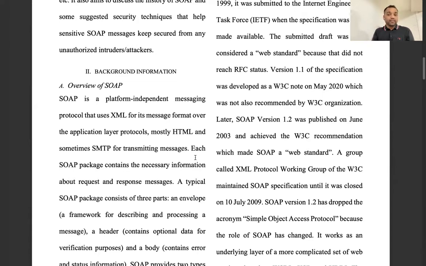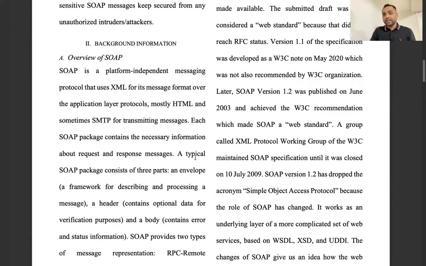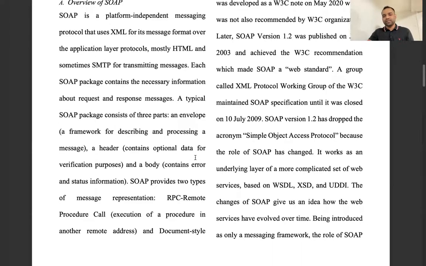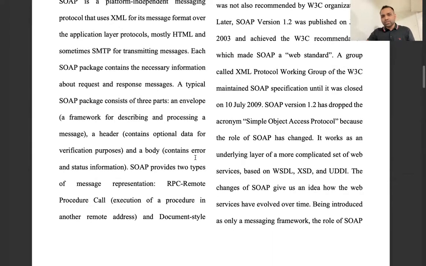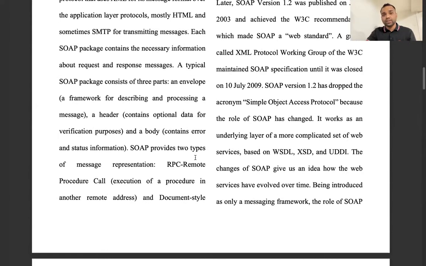After that, they released SOAP version 1.1. Still, it could not reach the W3C recommendation, and it wasn't considered a web standard. Later, they made some more improvements, and finally in 2003, SOAP version 1.2 was released, and it was able to reach RFC status. Then it was able to be implemented as a web standard.